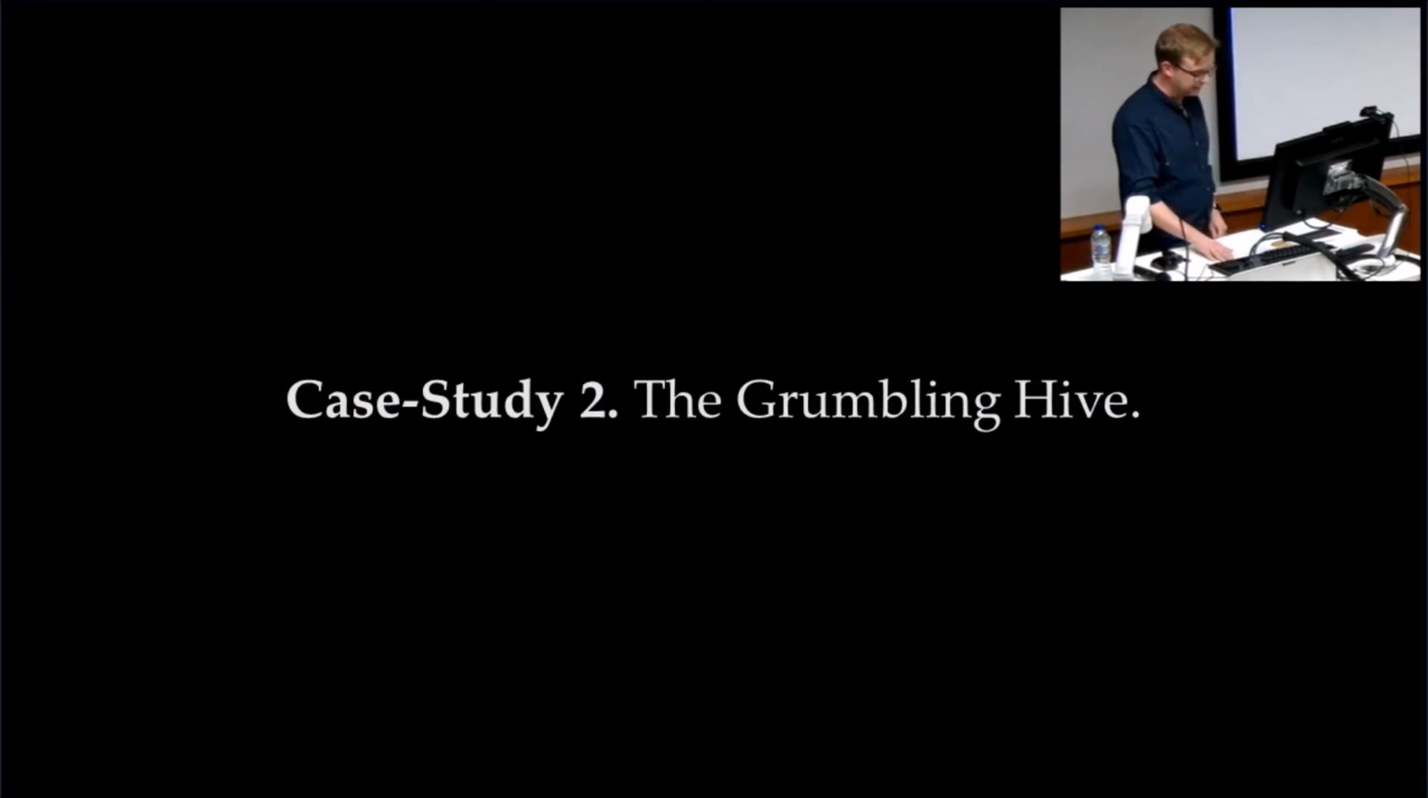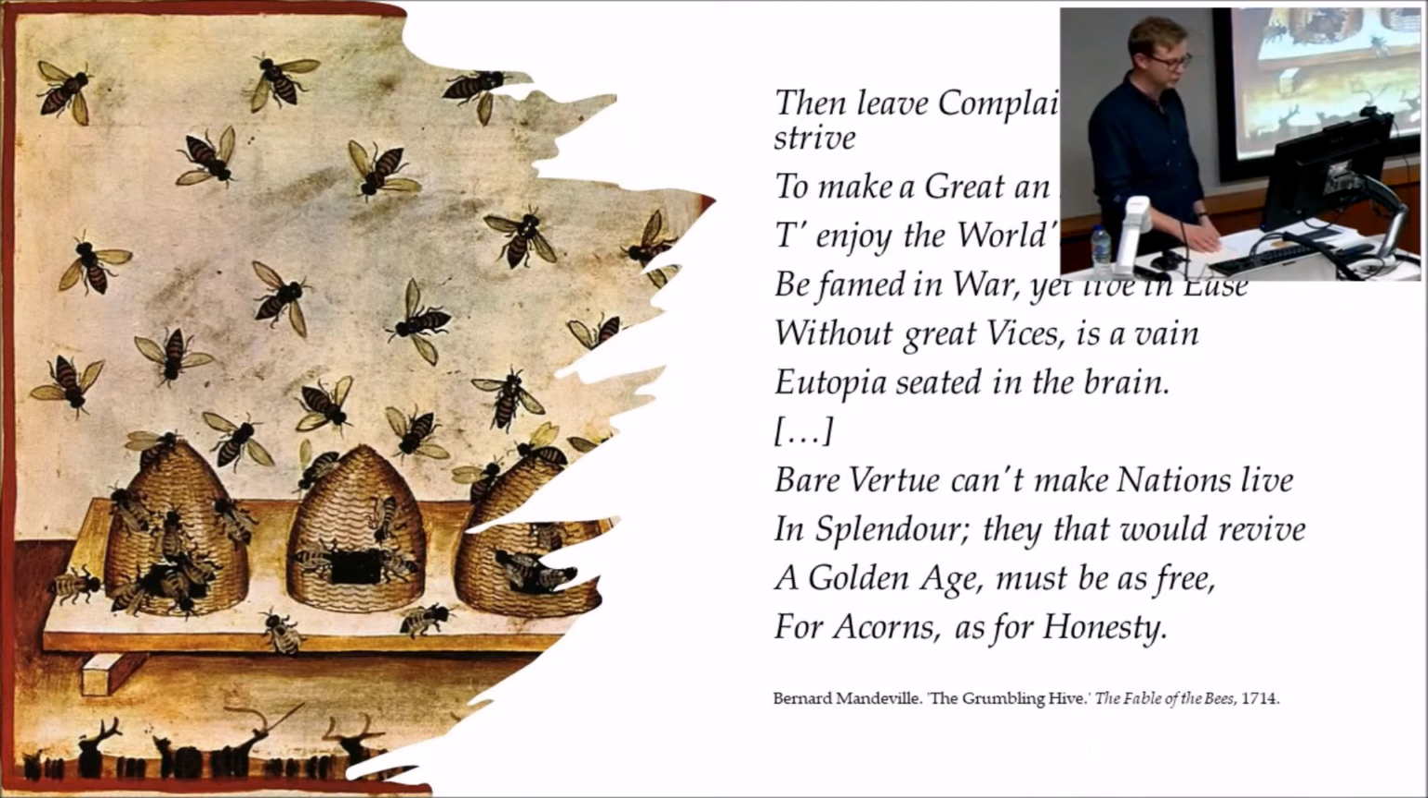Here's another example. So The Grumbling Hive. This is a poem written by Bernard Mandeville. It'll be familiar to those of you in the room who've done Dawn of Print. So in this poem, he suggests that all of society, like good society, successful societies, to some extent have vice within them. And they turn a blind eye to vice, and it greases the wheels of success.